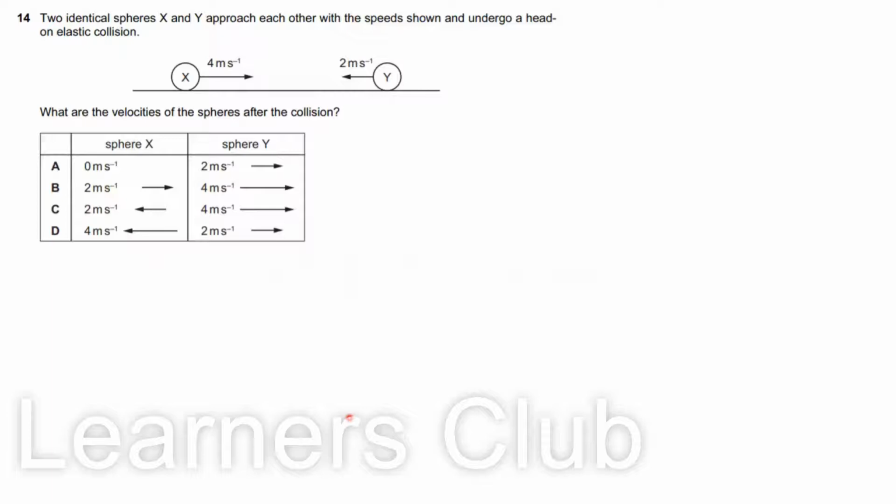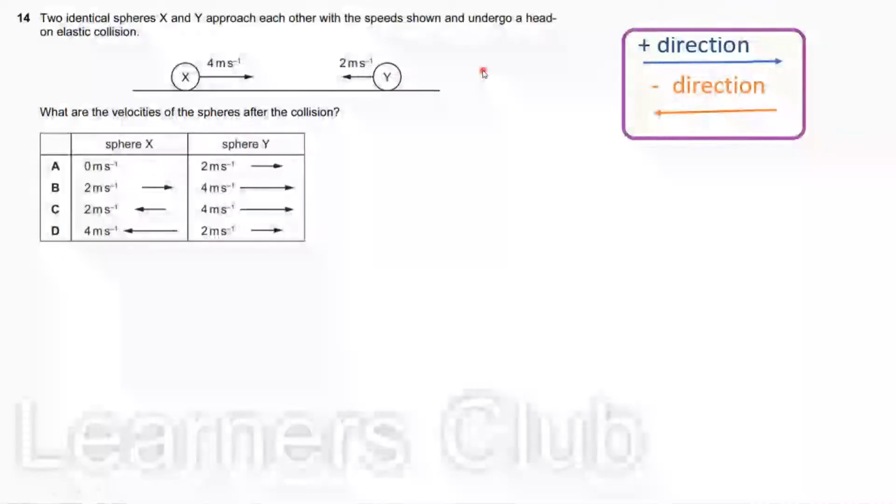Question 14. Two identical spheres, x and y, approach each other with the speeds shown and undergo a head-on elastic collision. Elastic collision means not only the momentum is conserved, but the kinetic energy is also conserved. So first thing, let's check the momentum before collision. If an object approaches to the right side, it's a positive direction. If it's moving to the left side, it's a negative direction.